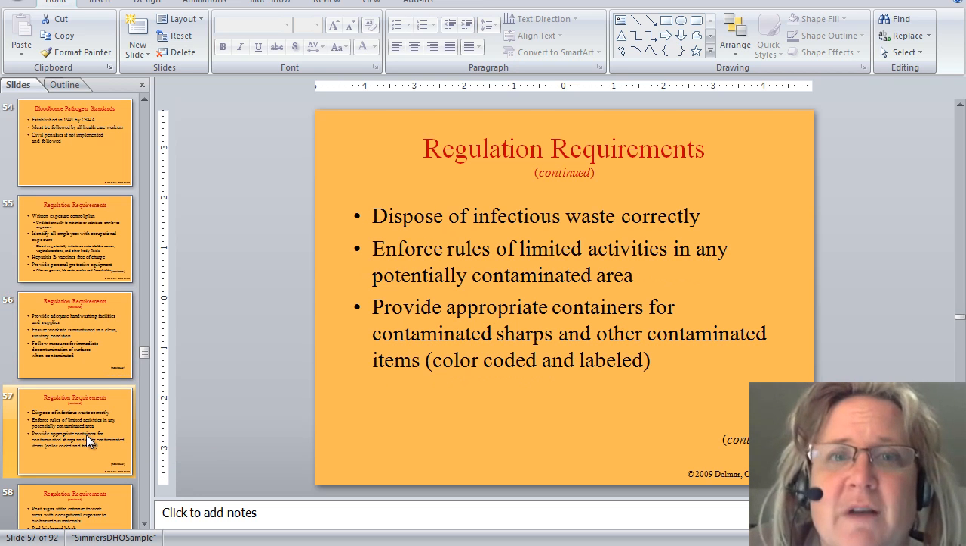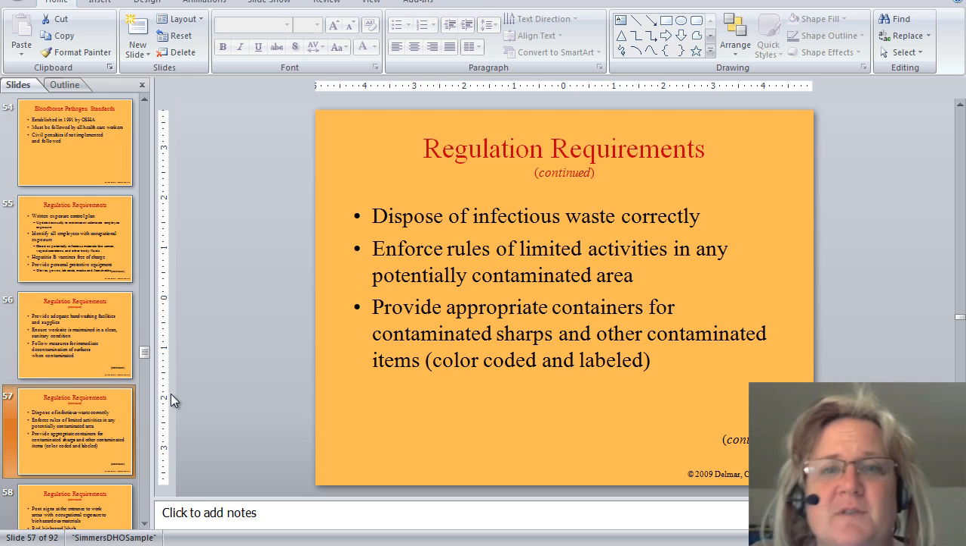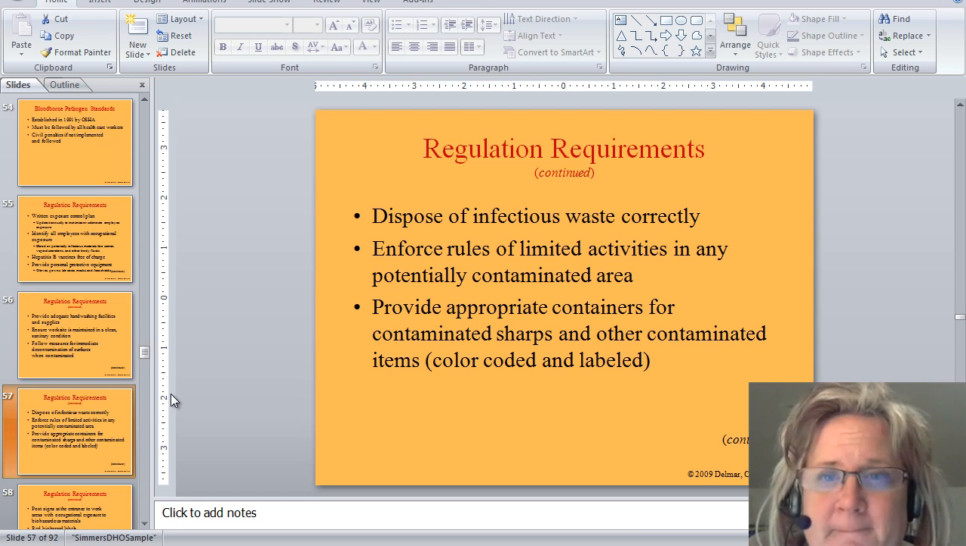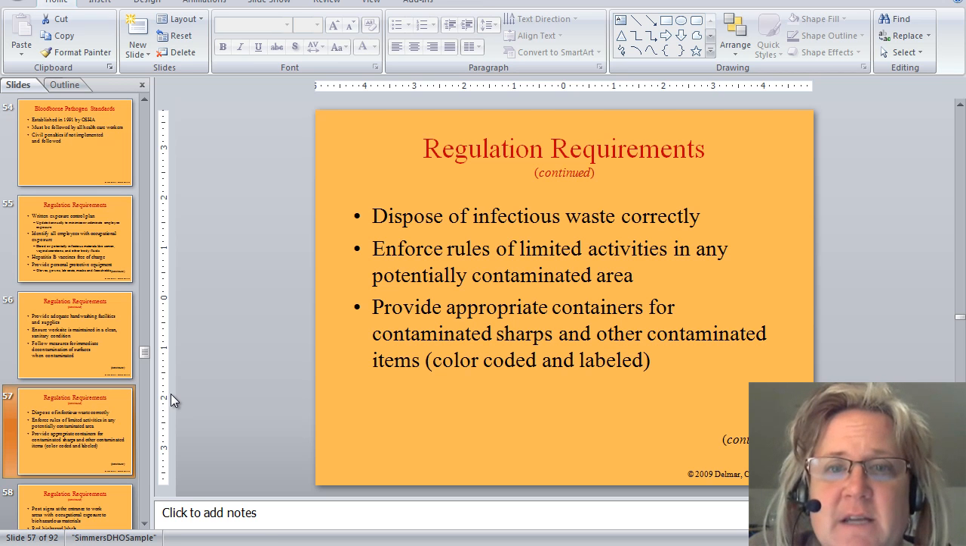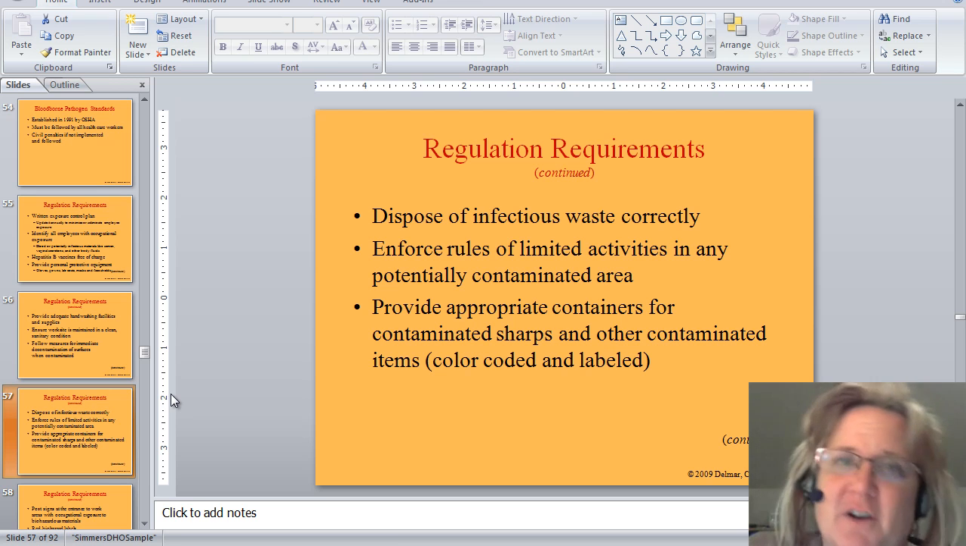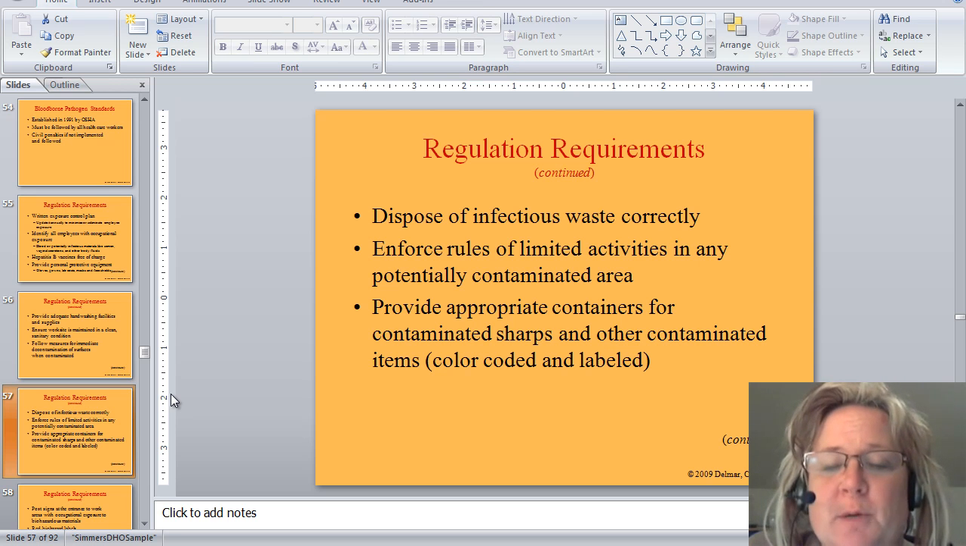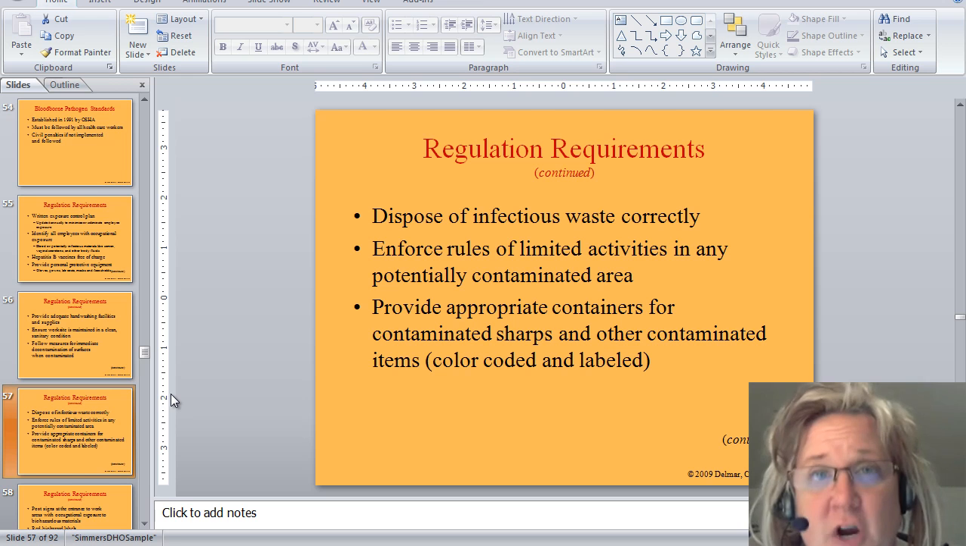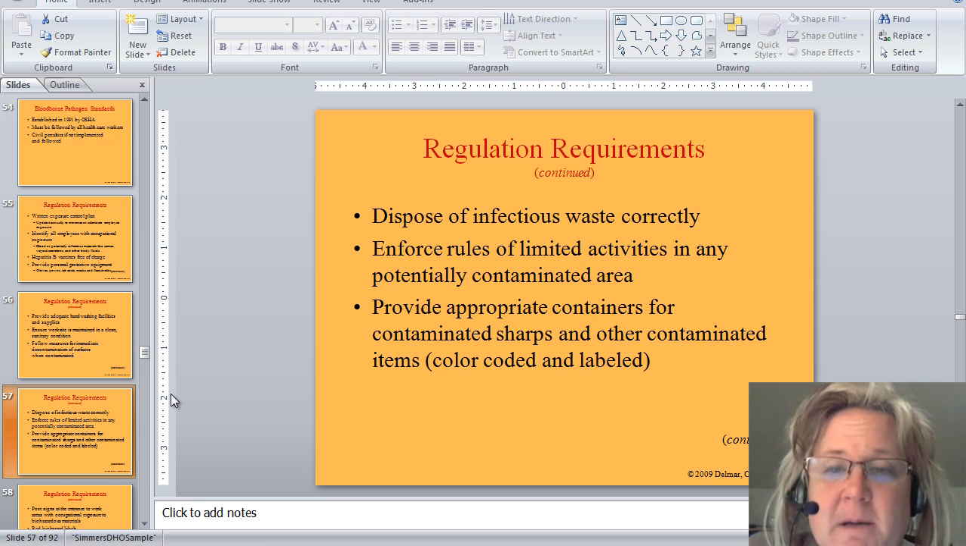I know you're all laughing right now. You're supposed to dispose of infectious waste correctly. You're supposed to enforce rules of limited activities in any potentially contaminated area. Okay. You want to provide appropriate containers for contaminated sharps and other contaminated items.